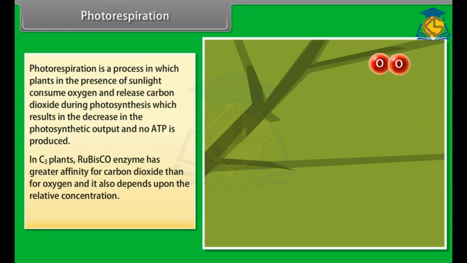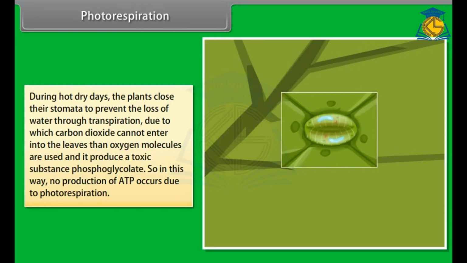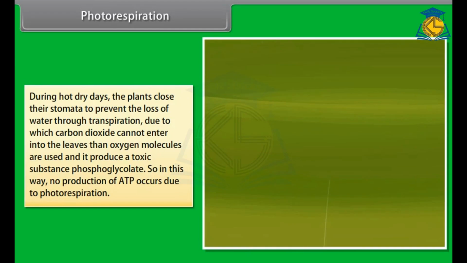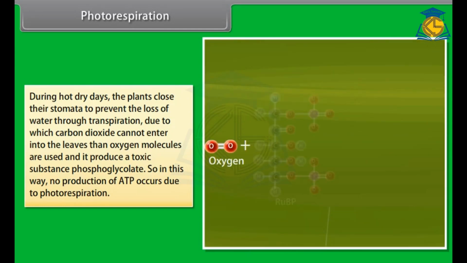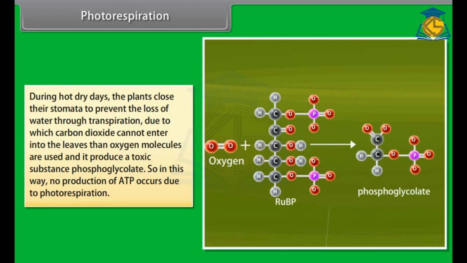relative concentration. During hot, dry days, the plants close their stomata to prevent the loss of water through transpiration, due to which carbon dioxide cannot enter the leaves. Then oxygen molecules are used, and it produces a toxic substance, phosphoglycolate. So, in this way, no production of ATP occurs due to photorespiration.